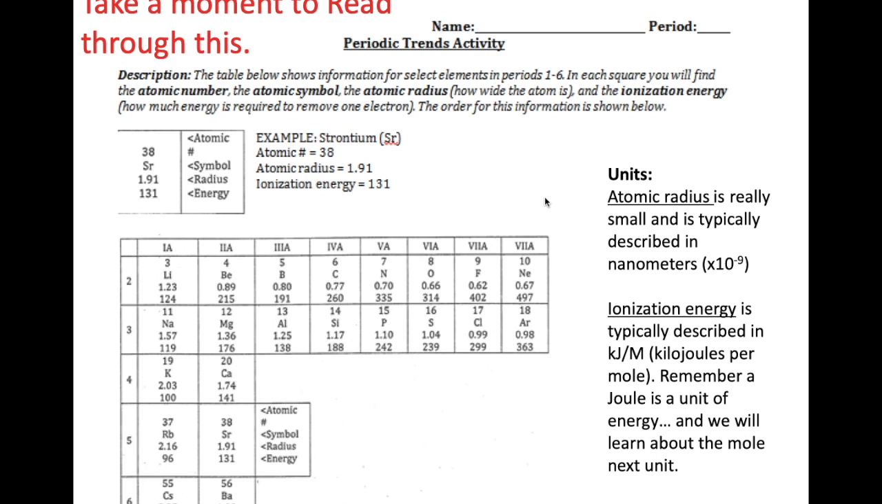I want to take a second to pause and talk about units. They don't really have any units listed with any of these numbers. Atomic radius is typically really, really small and is expressed in nanometers, which means it's in scientific notation times 10 to the negative 9 meters. For ionization energy, it's typically described in kilojoules per mole. What should sound familiar there is that joule is a unit of energy, and we're going to actually learn about the mole in our next unit. But just know that for ionization energy, the unit is in energy.